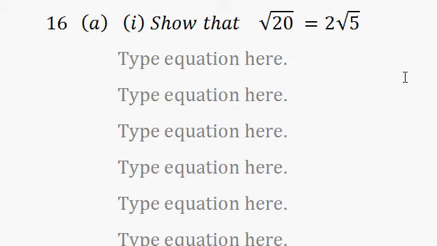Question 16a, part 1. Show that root 20 is equal to 2 root 5. Try this question now, pause, and unpause to see how it's done.